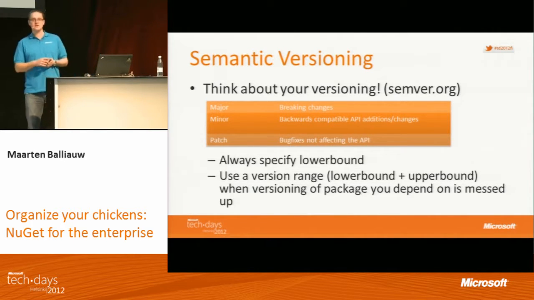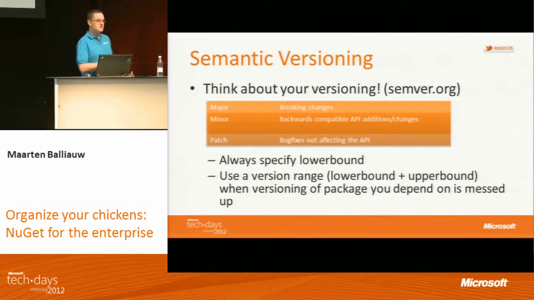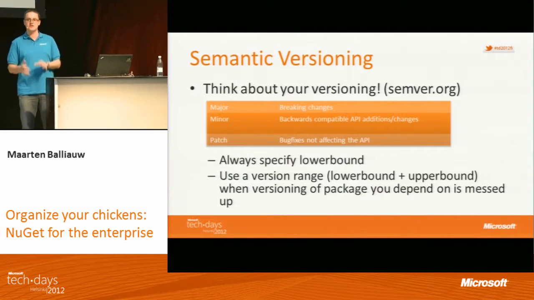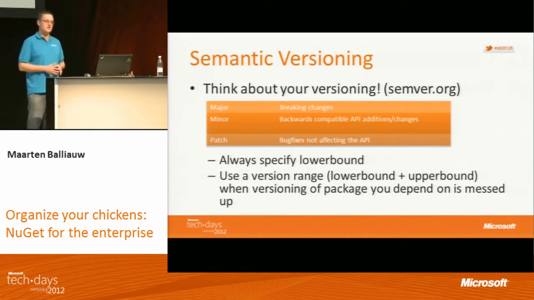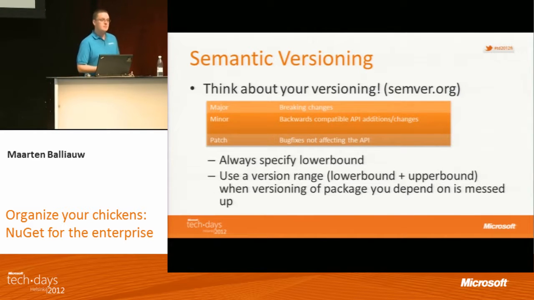Your major version, always increase it if you have breaking changes. If you add new classes, change interfaces, stuff like that, upgrade the major version of your NuGet package. Not of your assembly, do whatever you want with that, but your NuGet package should be upgraded to version up. If it contains backwards compatible changes, but you add new features, upgrade the minor version.